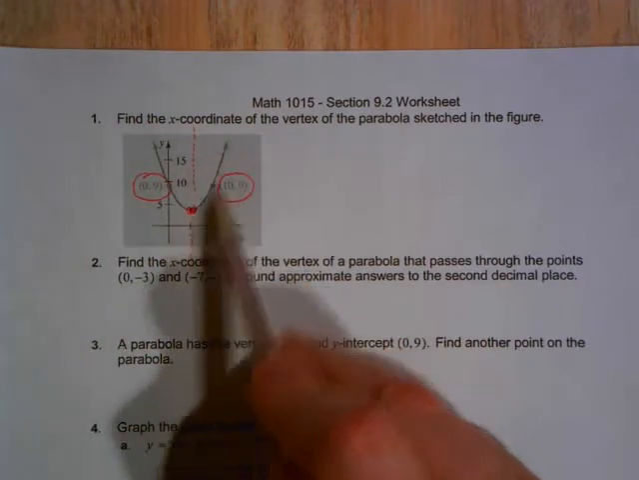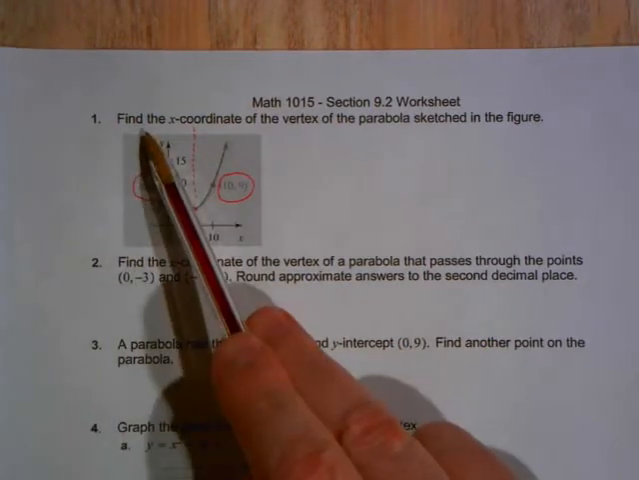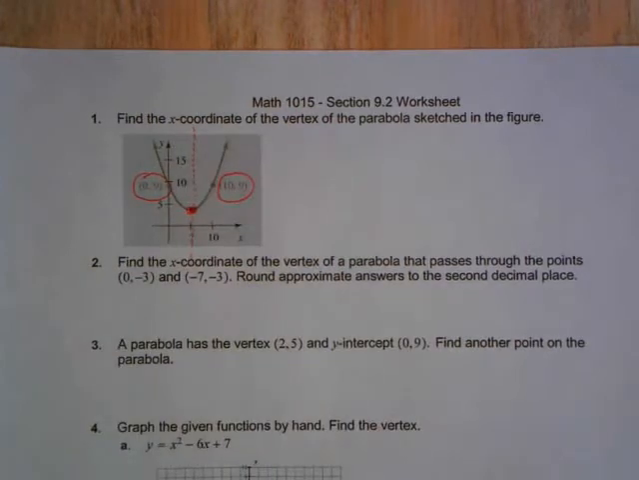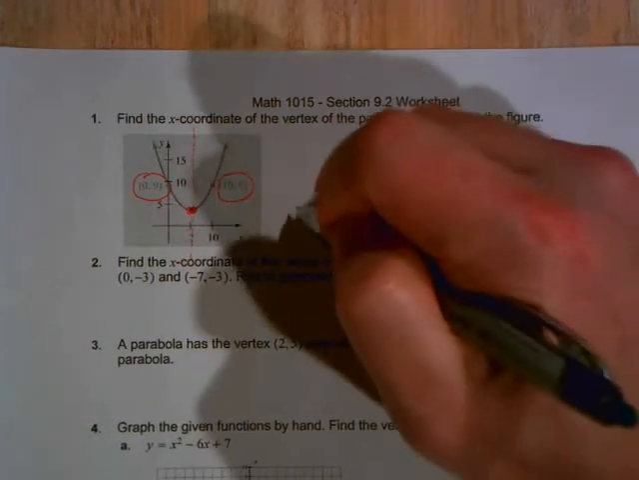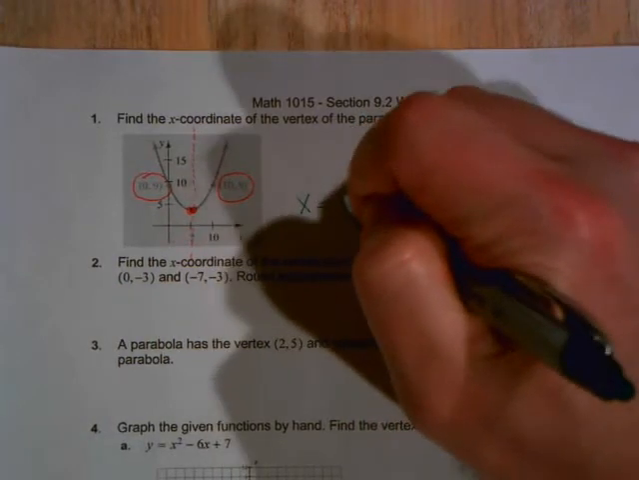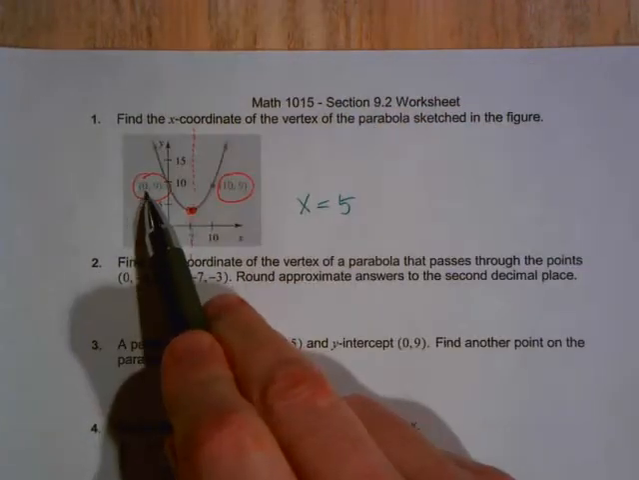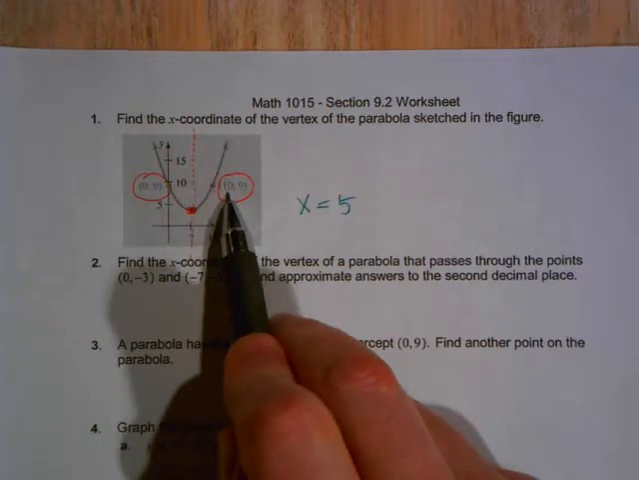So the first problem asks, find the x-coordinate of the vertex. The x-coordinate of the vertex would have to be x equals 5. It would have to be halfway between 0 and 10. Halfway between 0 and 10 is 5.